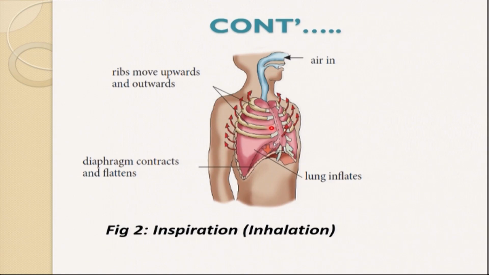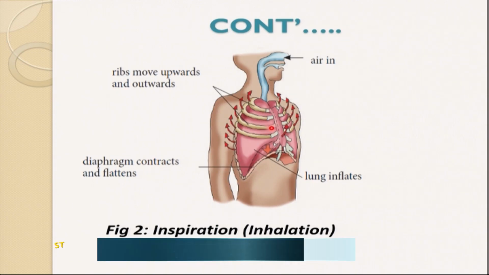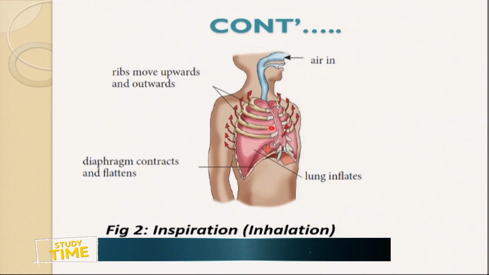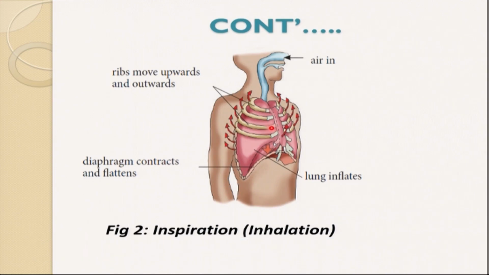You can see the rib cage has moved upward. The diaphragm contracts and flattens. Automatically, the external intercostal muscles contract, and once they contract, that will force the internal intercostal muscles to relax. And the air must be drawn from the environment into the lungs. That is referred to as inspiration or inhalation.